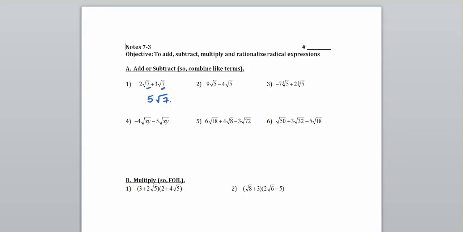Same thing with number 2. Now they're asking me to subtract. They say 9 root 5 minus 4 root 5. Well, if I have the equal radicals, then 9 root 5 minus 4 root 5 would just be 5 root 5.